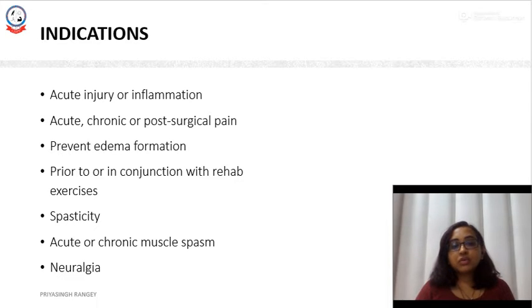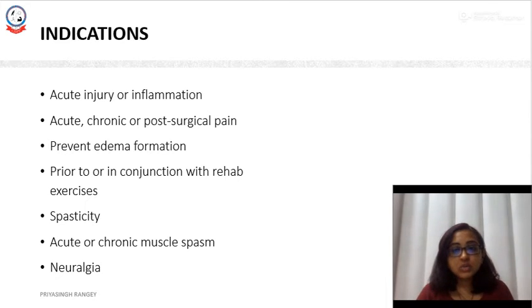It can also be used for acute, chronic or post-surgical pain, like we have discussed earlier in the physiological effects and therapeutic effects. Cryotherapy has a huge impact on the amount of local tissue blood flow, the nerve conduction velocity, the tissue repair, the inflammation, etc. All these different therapeutic effects ultimately lead to a reduction in the pain, and that is the reason why cryotherapy can be used for acute pain, chronic pain or post-surgical pain. It can also be used for preventing edema formation, as we have already seen.